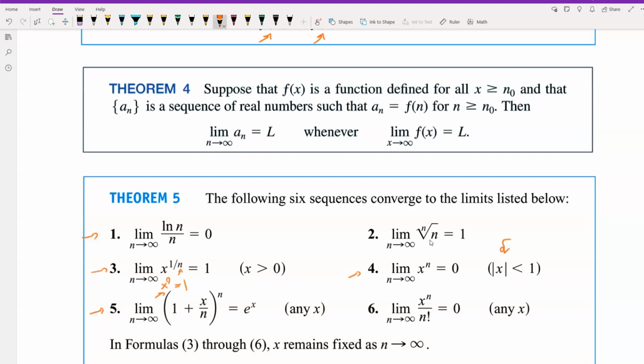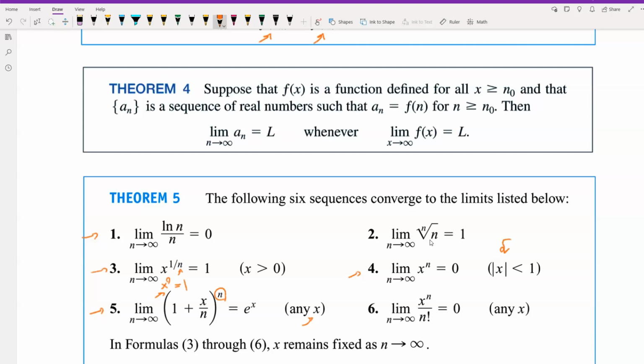Number 5, the limit of (1 + x/n)^n as n approaches infinity is equal to e^x. And for x, we can have any number.